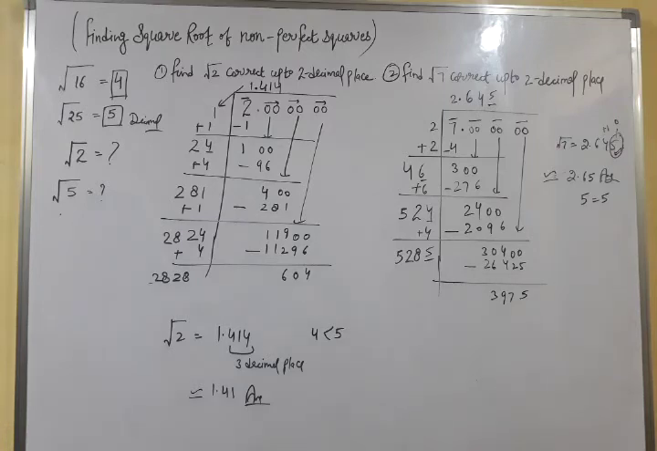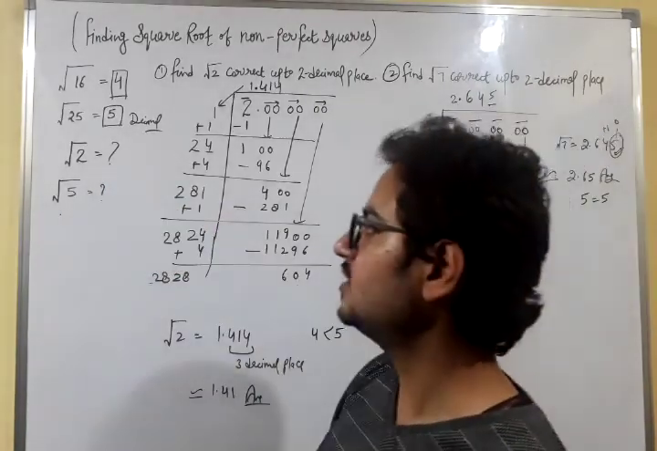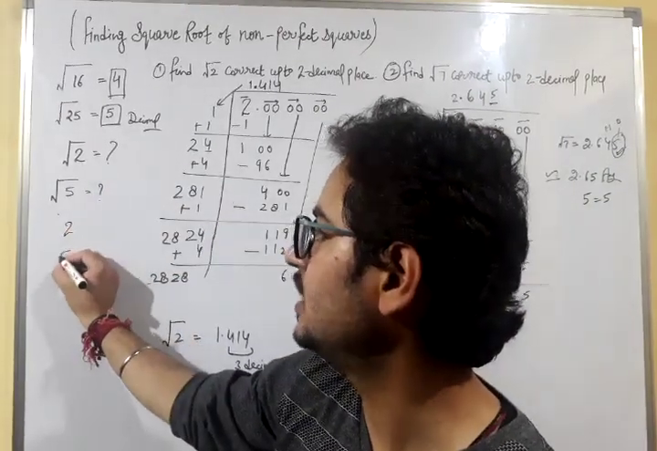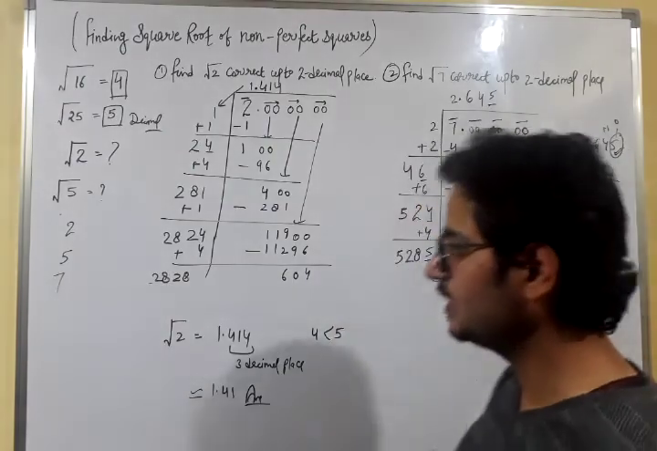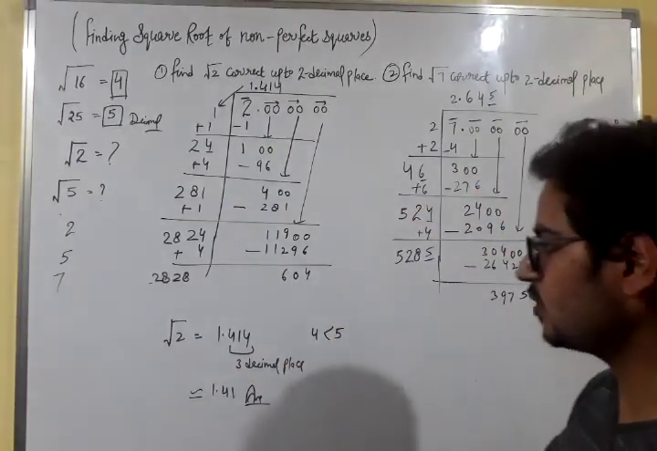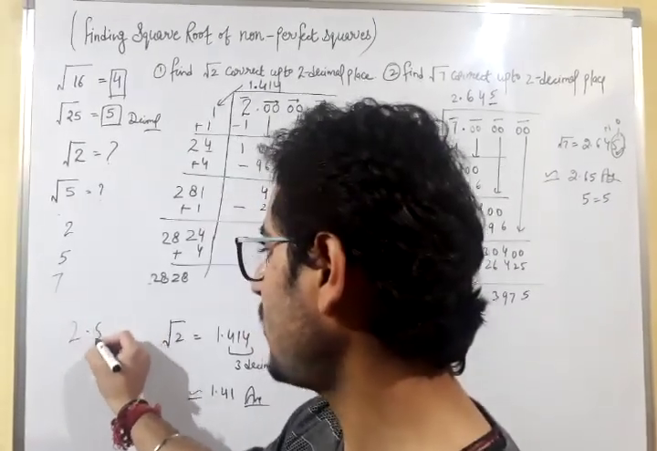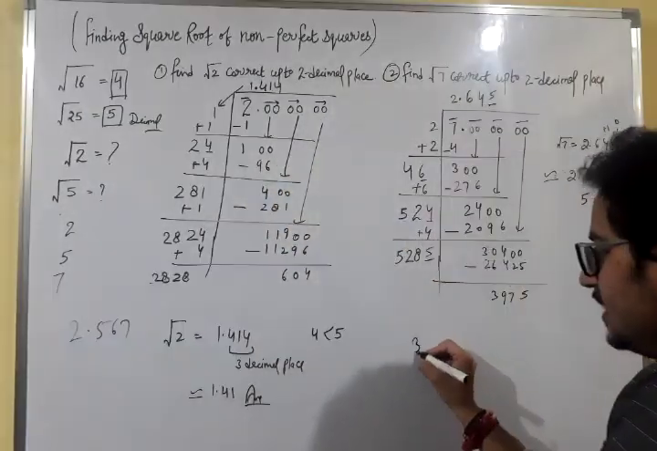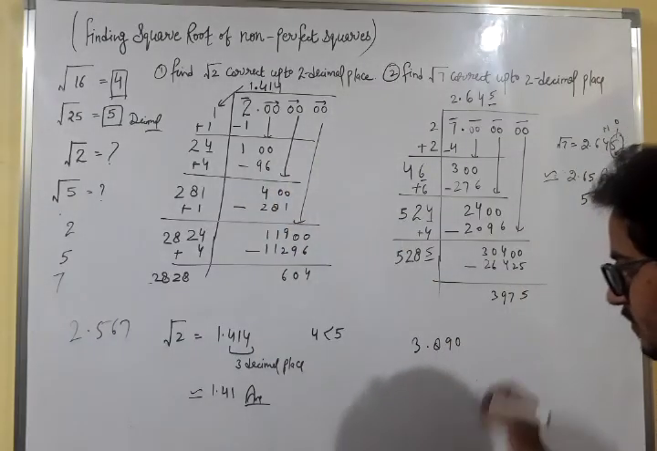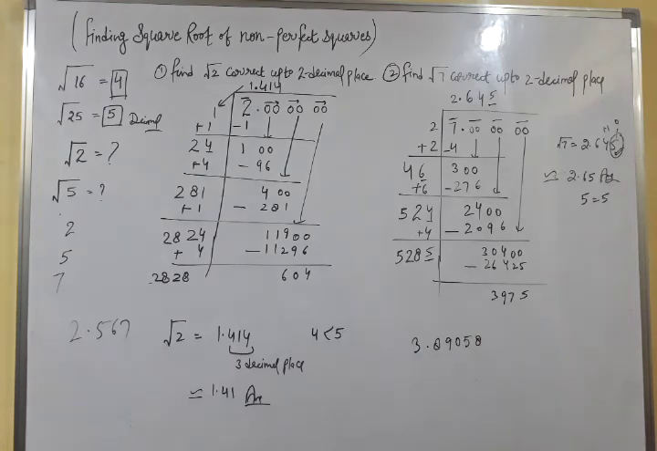I hope guys you all can understand this method, and in our next videos we will find the square root of decimals. Here these numbers are not decimals. 2 is a whole number, 5 is a whole number, 7 is a whole number. In our next videos we will find the square root of such kind of numbers: 2.567, 3.890, 5.8. So we will find the square root of decimals in our next video.